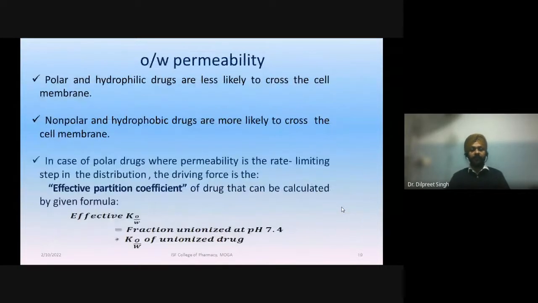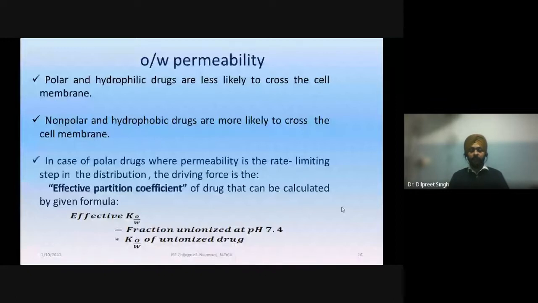So when we talk about permeability, there are two steps. When we talk about the oil water partition coefficient, or the lipid membrane partition coefficient, non-polar and hydrophobic classes of drugs easily cross the cell membrane because of high lipophilicity.